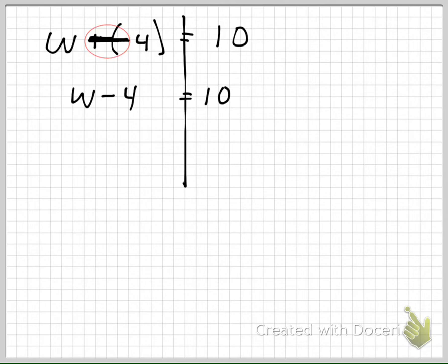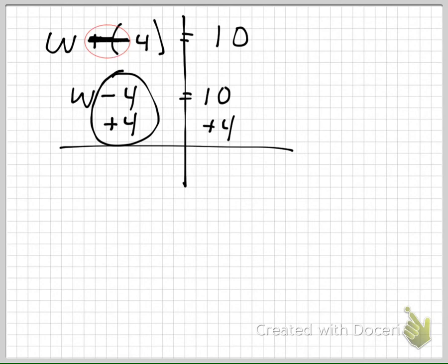Now that I've done this, is the variable happy? He's happy? Why isn't he happy? What's that variable's most important thing? He's not alone. Right? He's not alone. And why? Who's in the house with him? The -4. Well, how is he going to get rid of that -4? Add 4. What happens here? They're gone, right? That's why I added 4, to make them be gone. W equals, what is 10 plus 4?